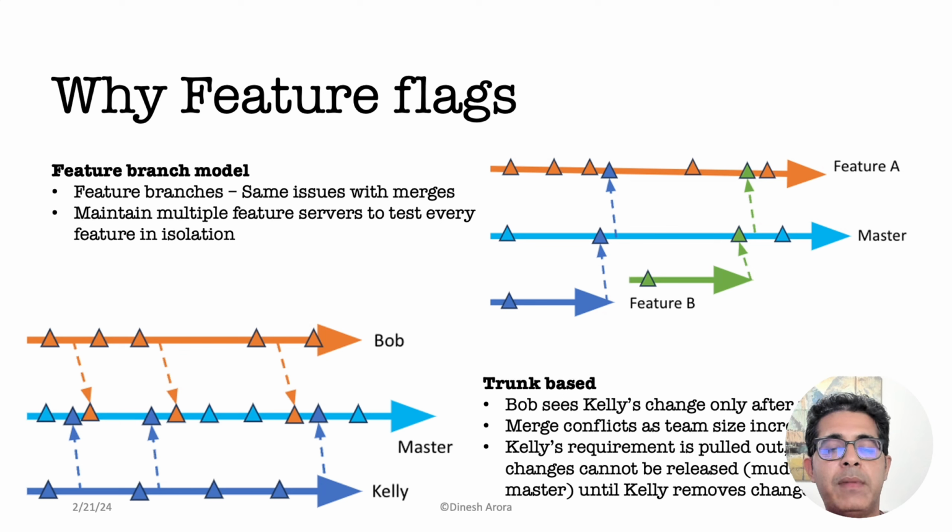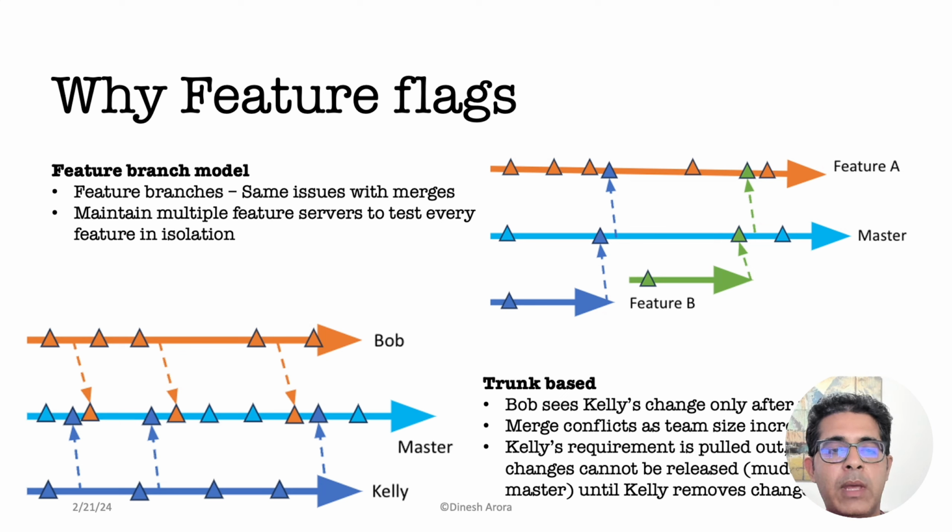But if you do have them, that becomes a maintenance nightmare, because if a big team is working on, say, 50 different features, you have to provide them 50 different feature servers, if everybody has their own server to test their own feature. So these are some of the problems with the feature branch model.